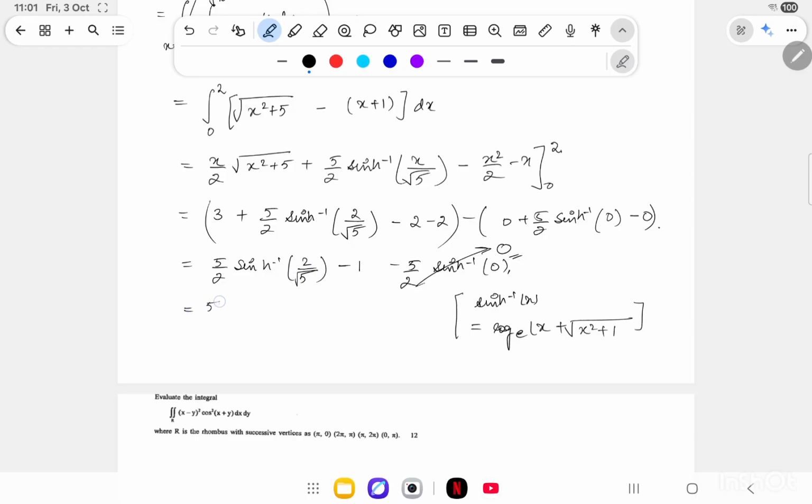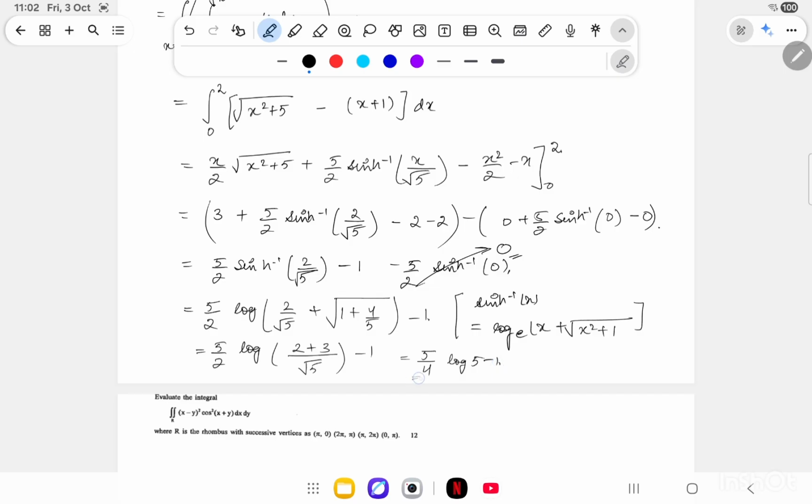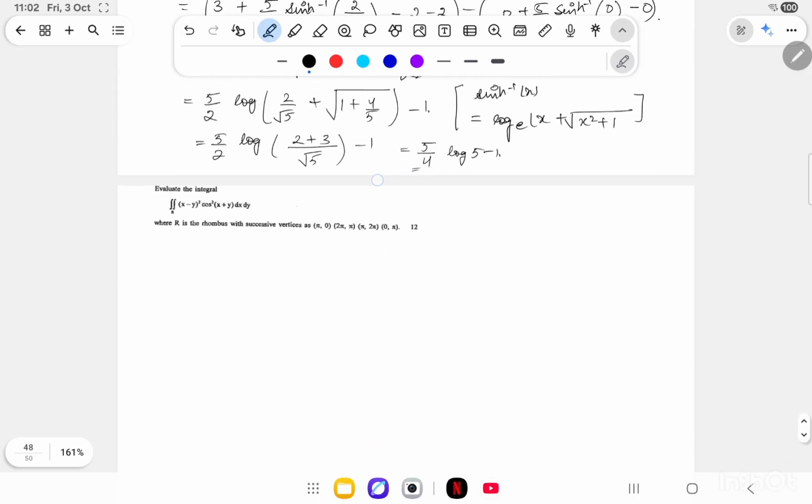So it will be 5 by 2 log of 2 by root 5 plus under root 1 plus 4 by 5, minus 1, that is 5 by 2 log of 2 plus 3 by under root 5, minus 1, that is 5 by 4 log 5, minus 1. So this is the final value of the integral that we were evaluating. So let's move on to the next question.